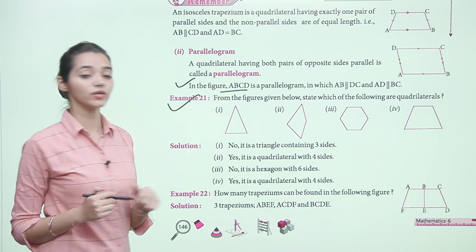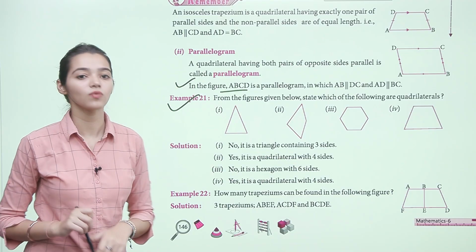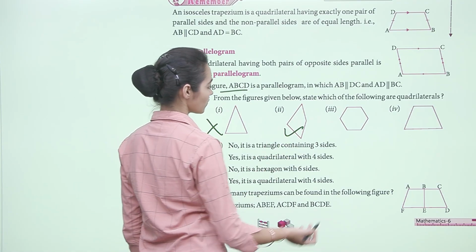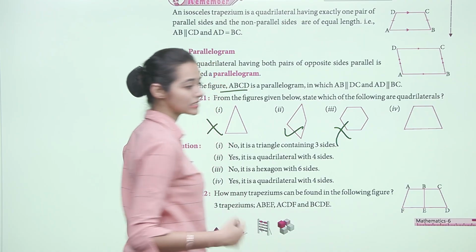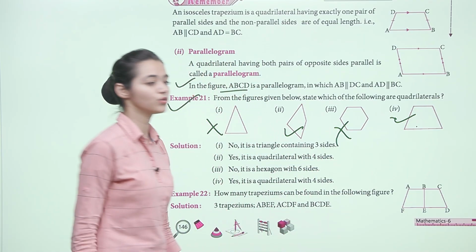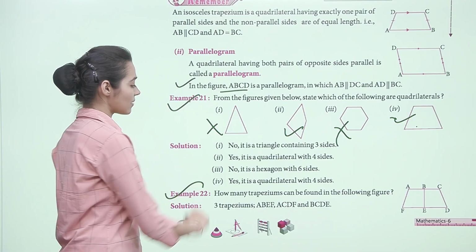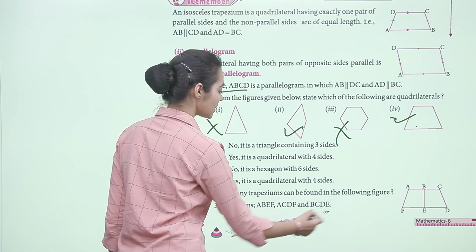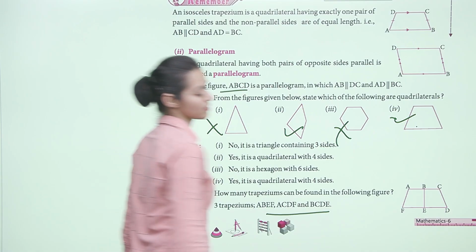Now in example number 21, we have to state which of the following are quadrilaterals. First one, no, it's a triangle. Second, yes, it has four sides, so it is a quadrilateral. Third, no, it's a hexagon. Fourth one is yes, it's a quadrilateral with four sides. Now in example number 22, how many trapeziums can be found in this figure? There are 3 trapeziums, and these are the 3 trapeziums.